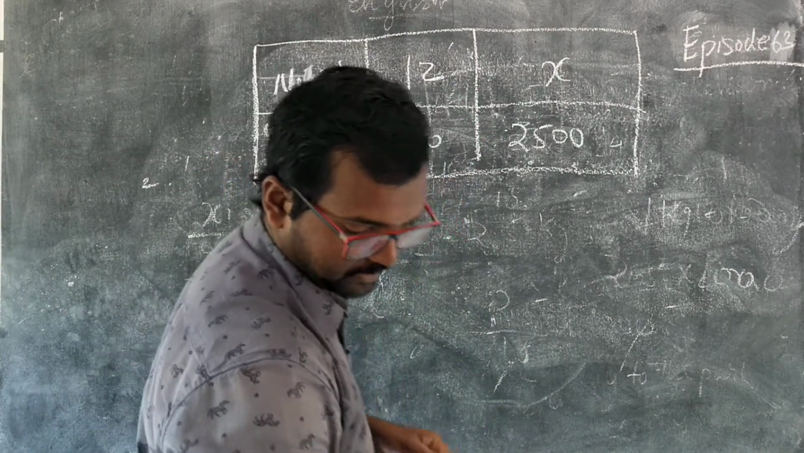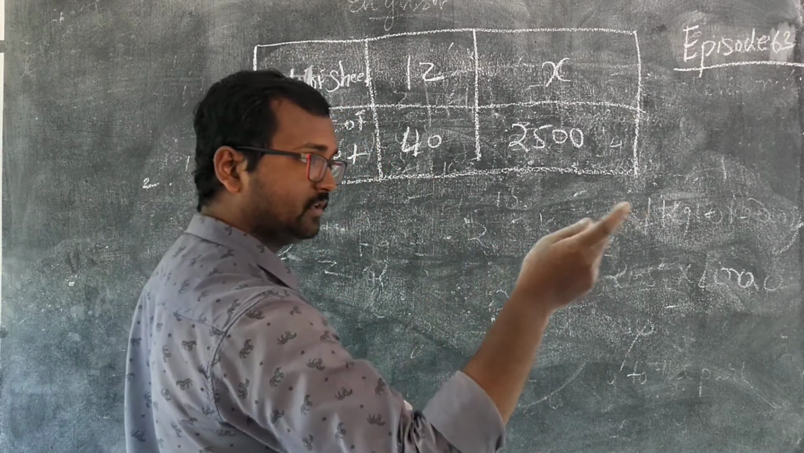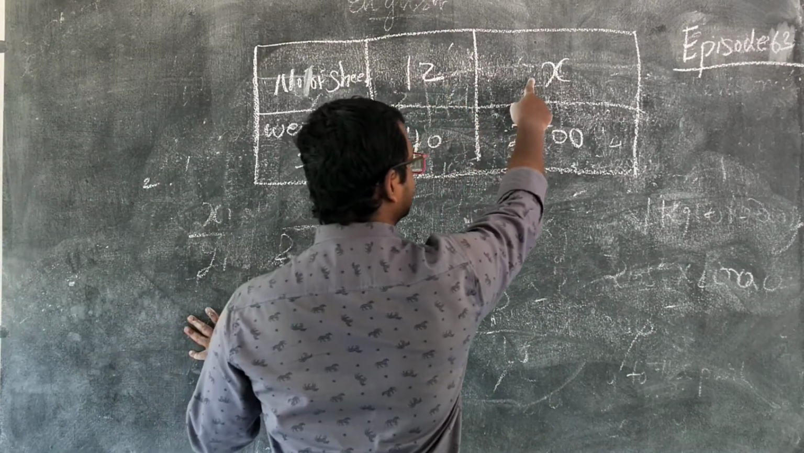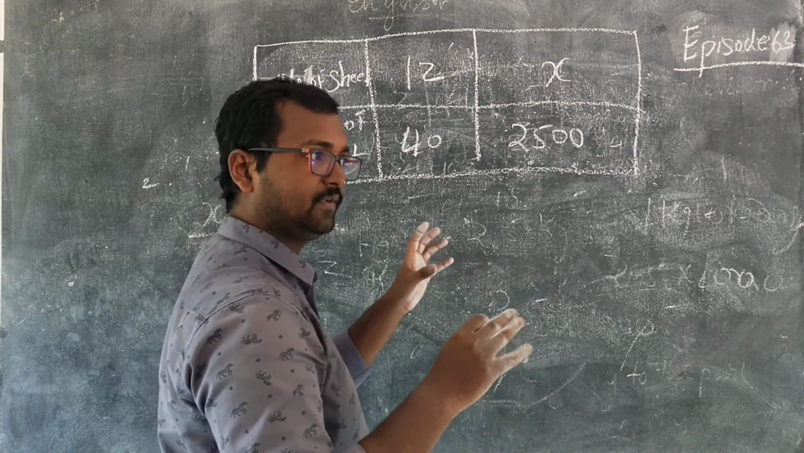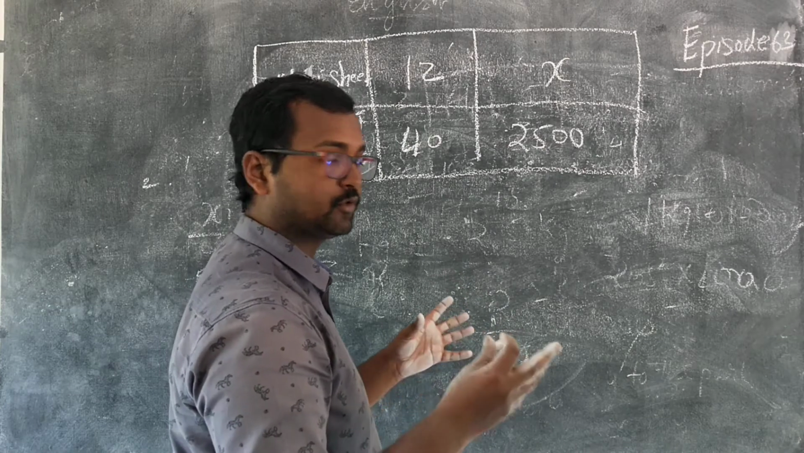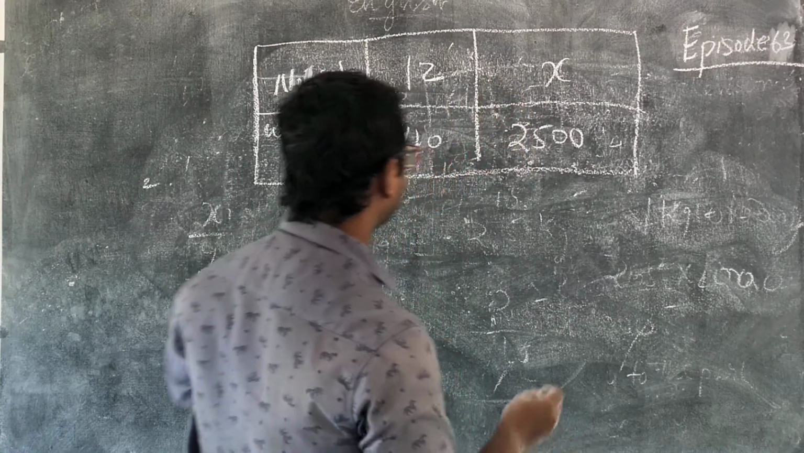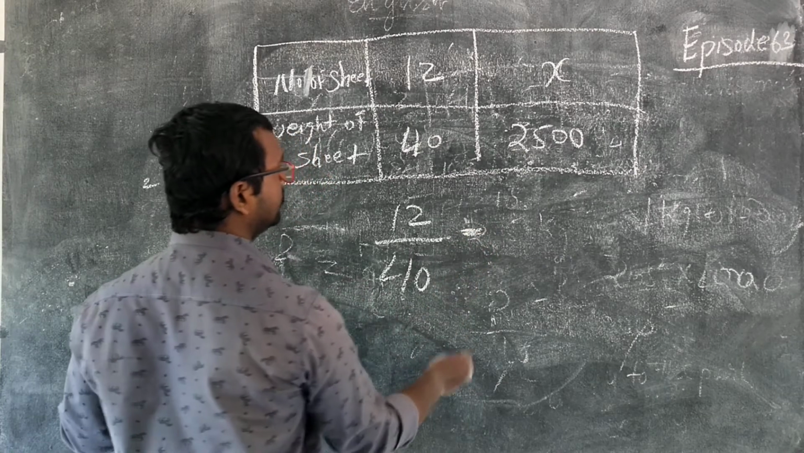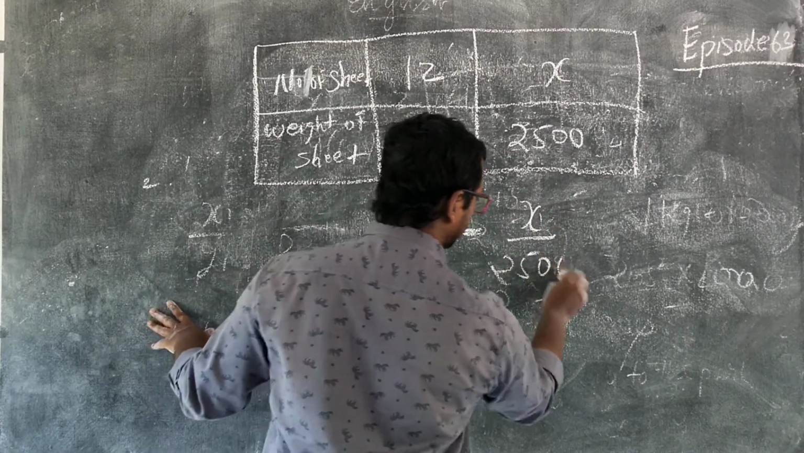Okay. Now let's put the formula where x1 by y1 is equal to x2 by y2. So this is our x1, this is our y1, this is our x2, this is our y2. Don't get confused with x2 and x. x1, y1 and x2, y2 are just terms to represent the proportion. But these are the values: 12, 40, x, 2500. So 12 by 40 is equal to x, that we have to find, divided by 2500.